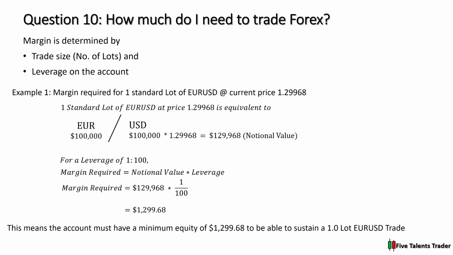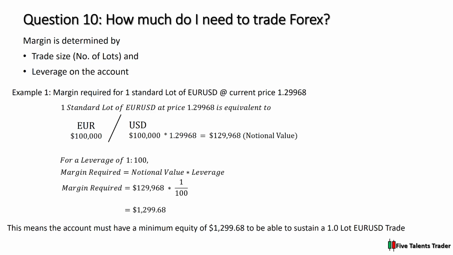What is the margin required for one standard lot of EUR/USD at the current price of 1.29968? Now, one standard lot of EUR/USD at price 1.29968 is equivalent to 100,000 euro. So 100,000 times 1.29968 is $129,968 of USD.